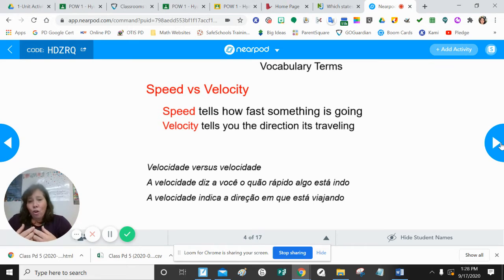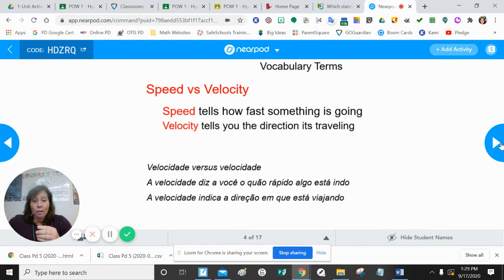So if you're thinking about a car traveling down the New Jersey Turnpike, the speed limit for the turnpike is 65 miles per hour. That's your speed, how fast your car is going. So everyone is going 65 miles per hour in the same direction. Now you get somebody who gets on the turnpike but gets on in the wrong direction. He's still going 65 miles per hour, but he's going against the traffic.